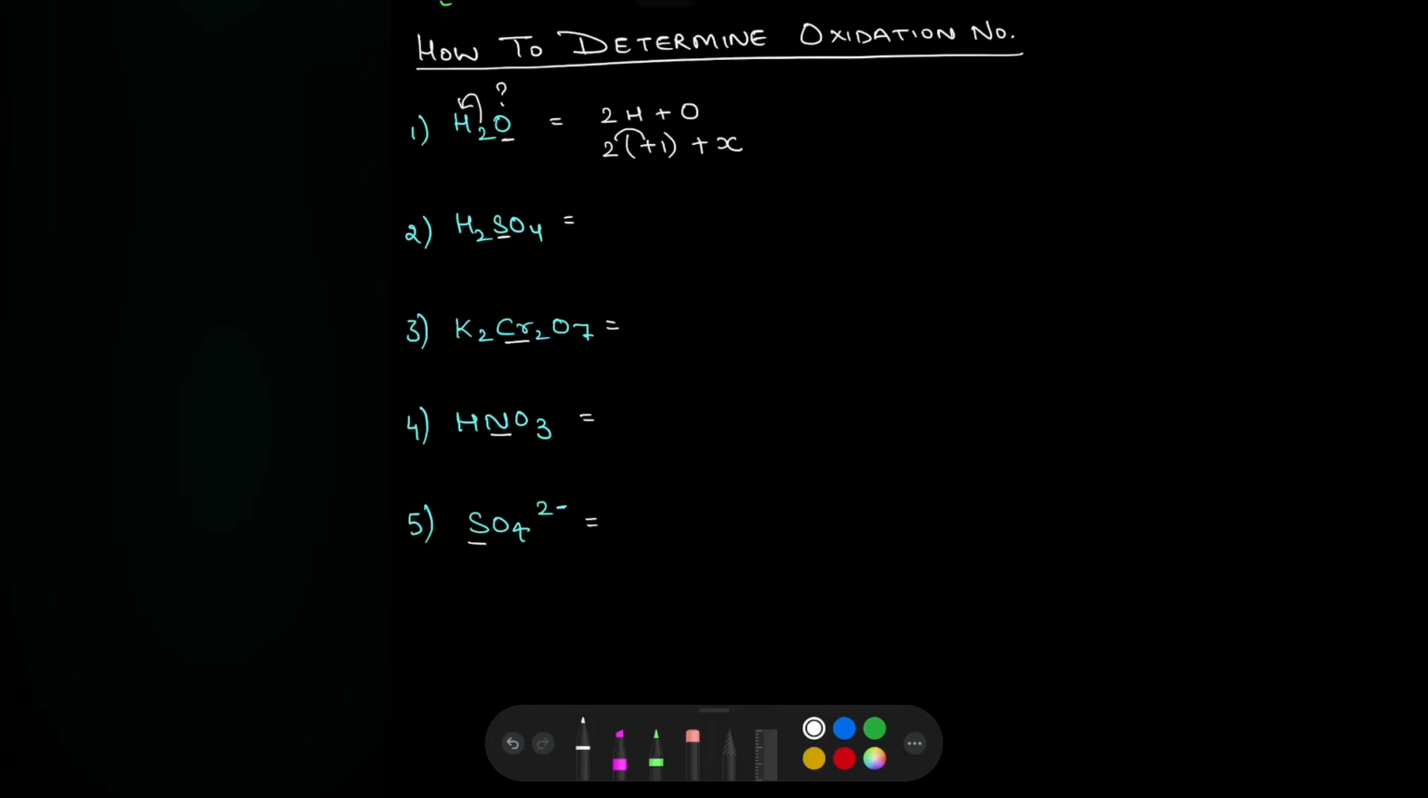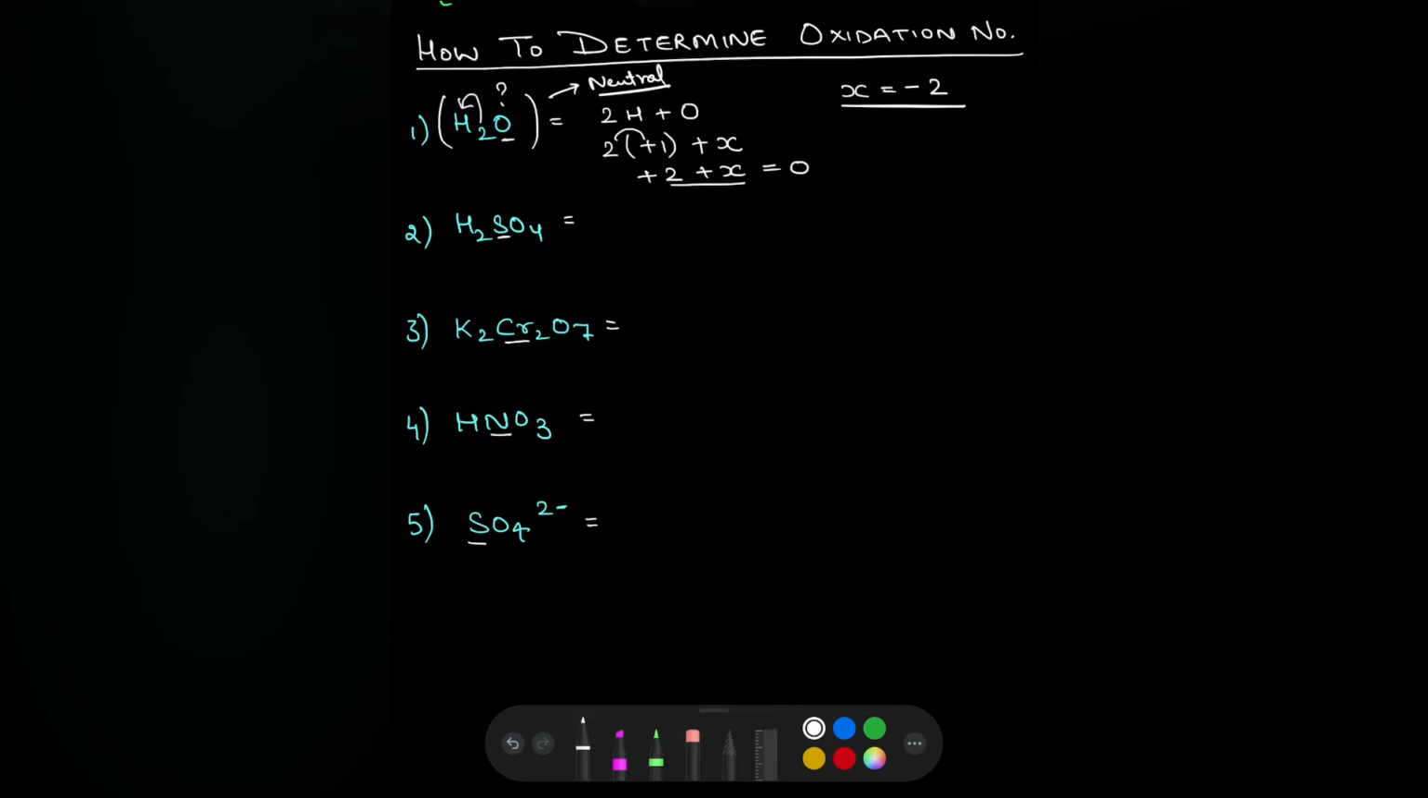Now when 2 is multiplied with +1 we get +2, and we will make it equal to, now +2 and +x will be equal to 0 because the water molecule does not have any charge on it. It is a neutral compound, so we will put 0 in front of this equation. Now we get the value of x, that is -2. So the oxidation number for the oxygen in this case is -2.